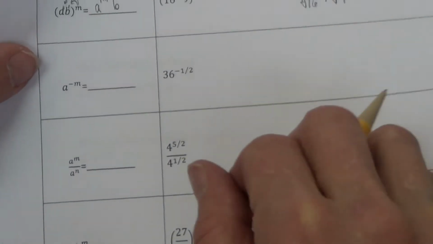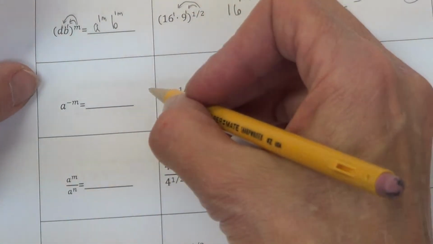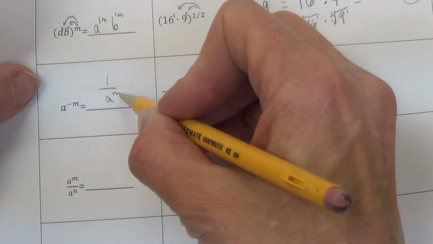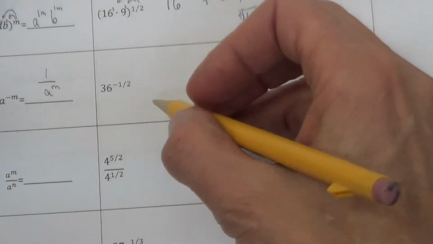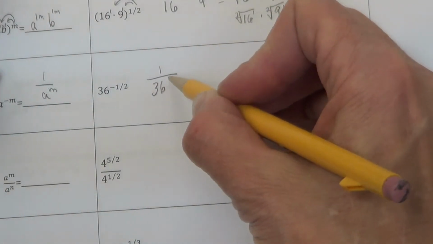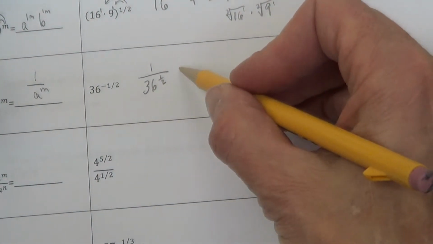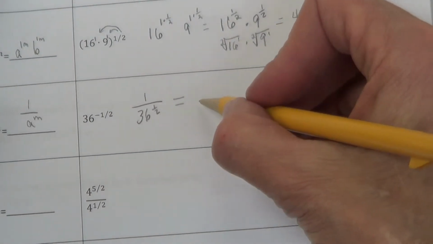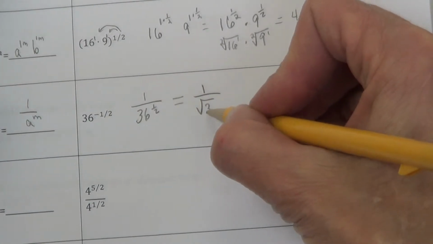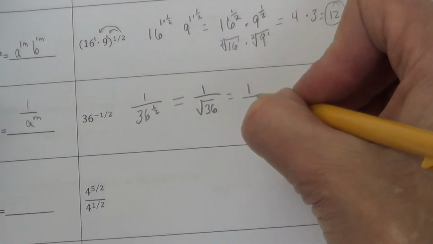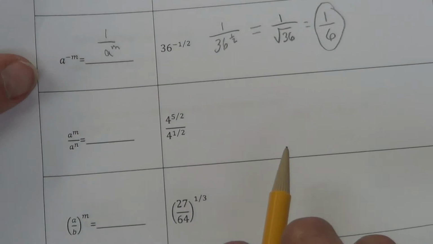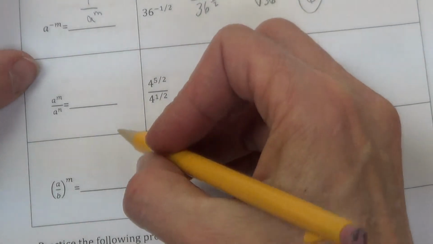A to the negative m, we write that in simplified form as 1 over a to the m. So here we would write this as 1 over 36 to the 1/2. Now, 36 to the 1/2, just like up above, that's the same thing as 1 over square root of 36, which is 1/6. Make sure you've memorized your roots and your cubes. It will help a lot in this chapter.